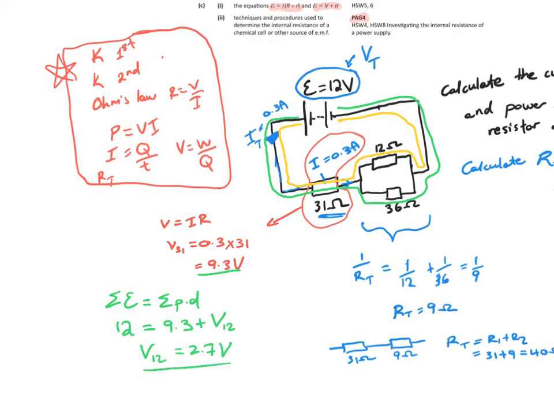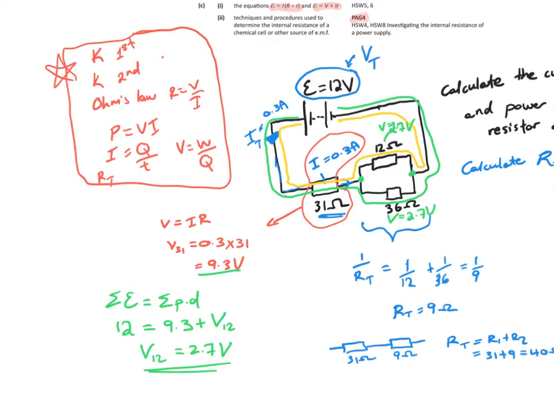volts across the 12 ohm resistor. But since it's in parallel with the 36 ohm resistor, and the equation will be the same as well for the 36 ohm resistor, then both of them have 2.7 volts across them. So this component will be 2.7 volts. This one also will be 2.7 volts.